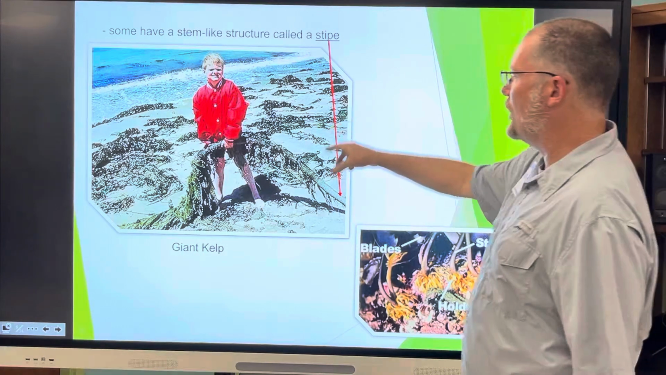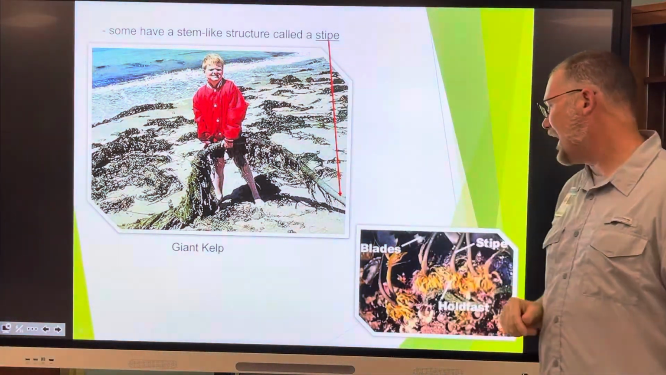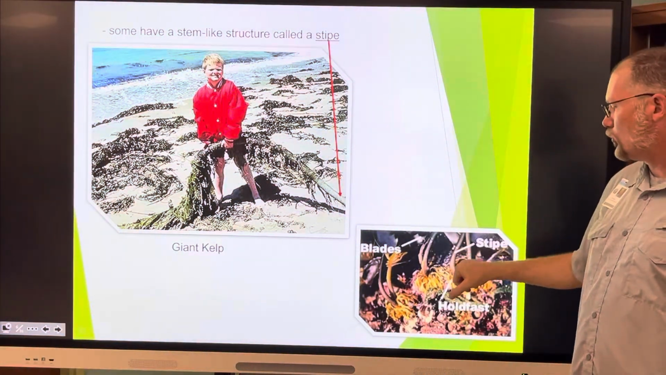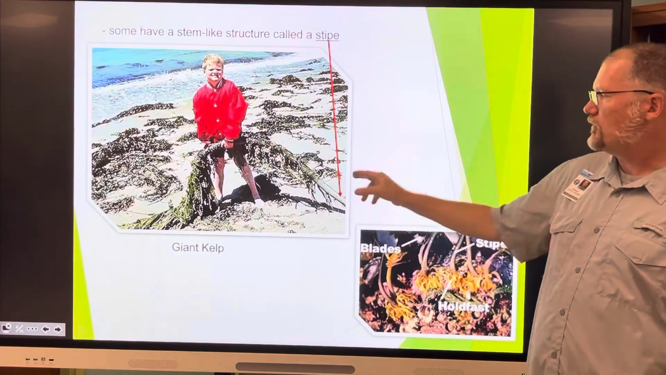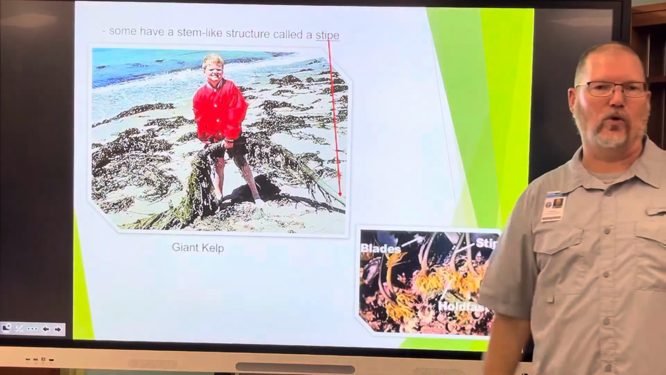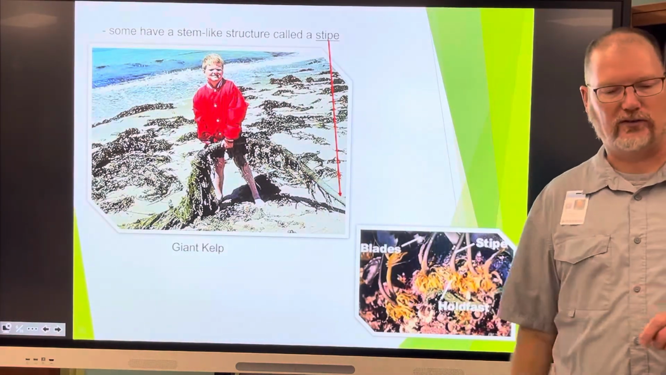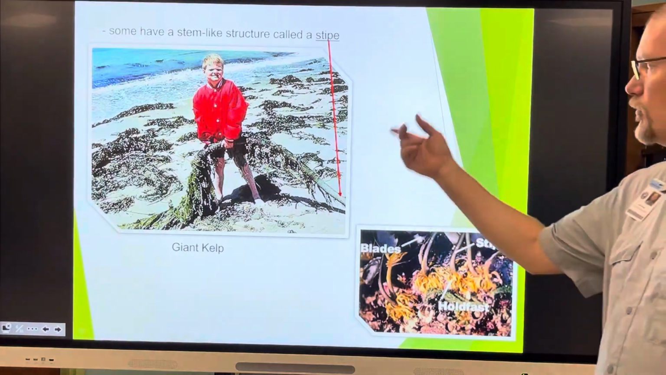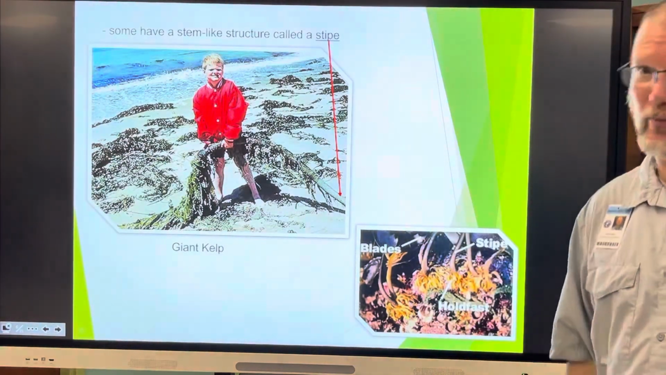Some of them have a stem-like structure called a stipe. So here's smaller ones. And that's giant kelp that washed up on the shore in the Pacific Northwest. I don't know who that kid is. Just a random picture from the internet.